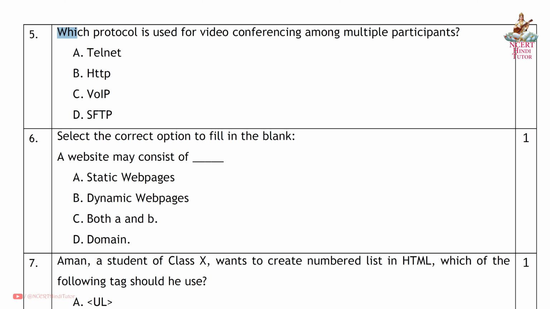Question 5. Which protocol is used for video conferencing among multiple participants? Answer C. VoIP. Question 6. Select the correct option to fill in the blank. A website may consist of answer C. Both A and B, that is static web pages and dynamic web pages.